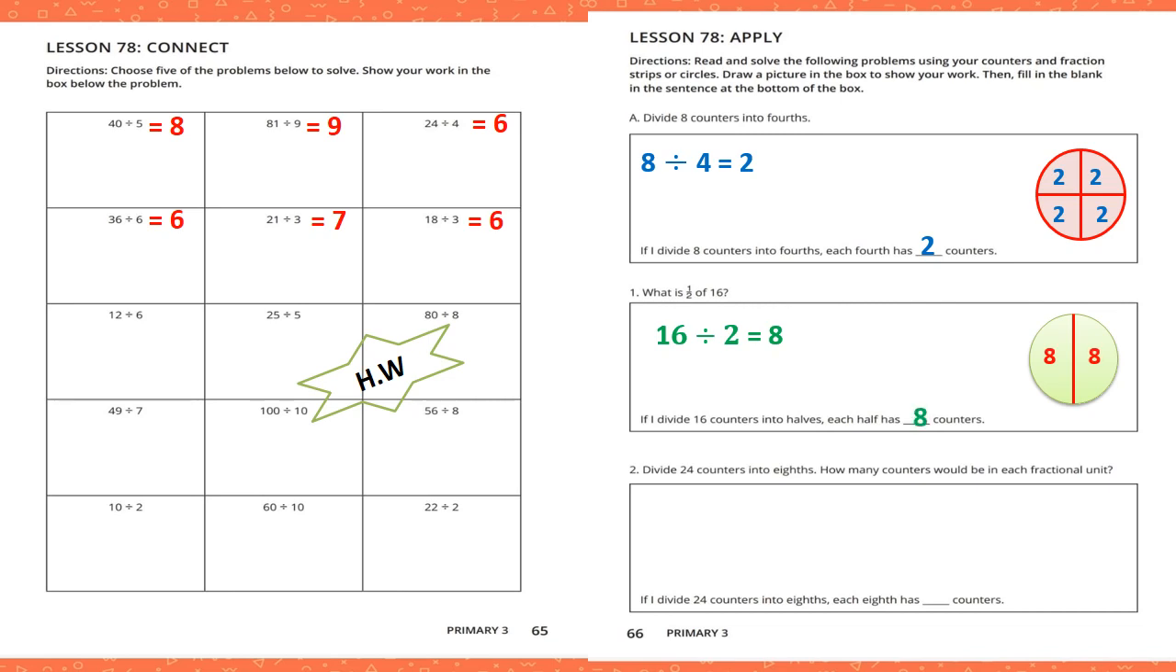Okay. Number 2, divide 24 counters into eighths. It's the same, my dears, never mind. 24 divided into eighths, so it's the same, 24 divided by 8 equals 3. So each eighth here we will put inside it 3.